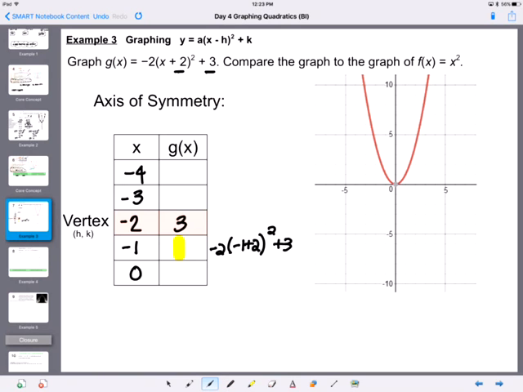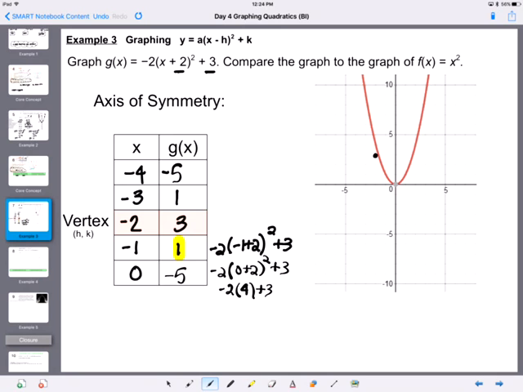Whatever happens to the right side has to happen to the left. When we evaluate for -4... when we evaluate for 0, 0 plus 2 is 2. 2 squared is 4. -2 times 4 is -8. Plus 3 is -5. Whatever happens to the right happens to the left. We can easily then come to our coordinate plane and graph that. -2, 3 is our vertex.